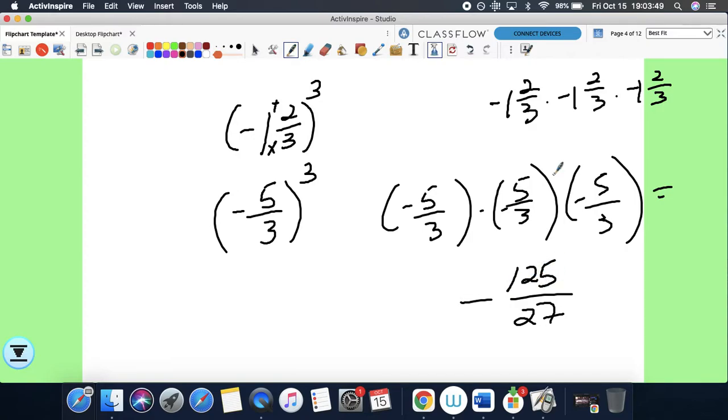I don't know how Big Ideas wants it, so you can write your answer like that, or as a mixed number. How many times can 27 go inside 125?